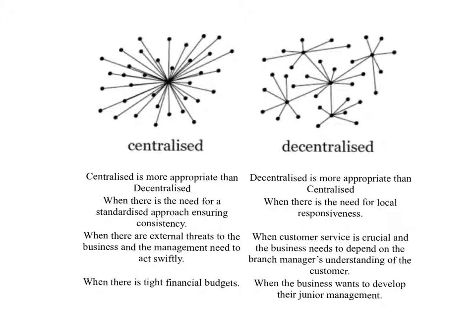Centralised is more appropriate than decentralised when there is a need for a standardised approach to ensure consistency. If you think about, for example, McDonald's and all their franchises across the UK, you can look at it from the point of view that they want every McDonald's to have the same consistent approach.